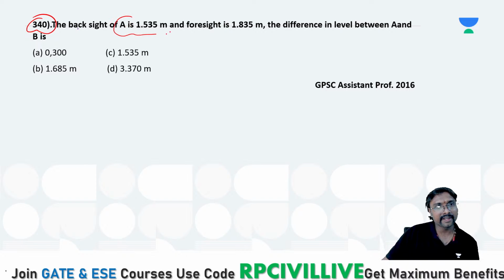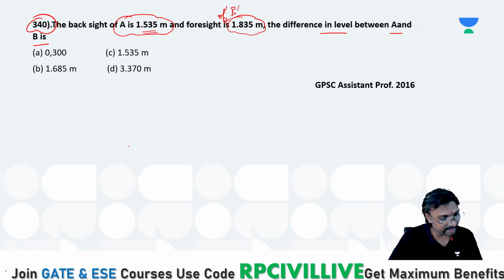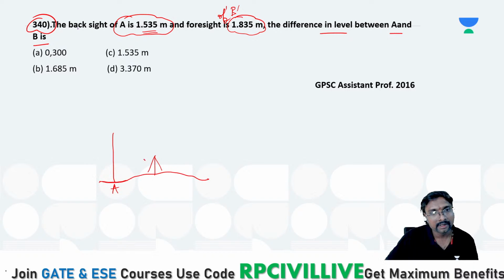The backsight at A is 1.535 meters and the foresight is 1.835 meters. Then what is the difference in levels between A and B, with the foresight at B? If you just observe, this is your A point on the ground. Your instrument is kept at this place. What is the backsight reading we are getting? 1.535. This is your A.